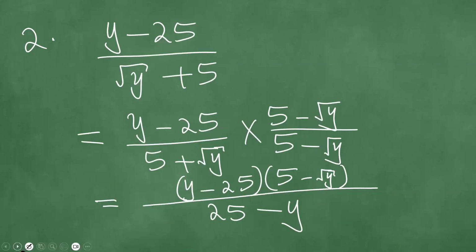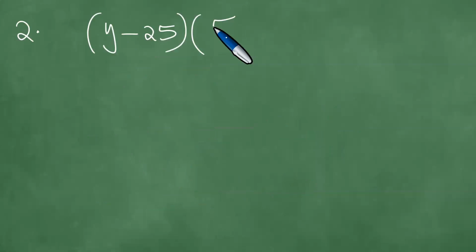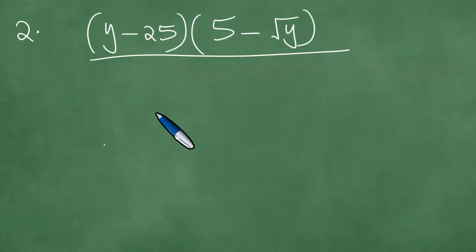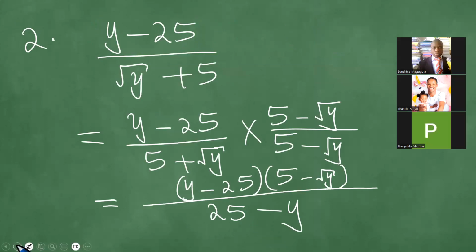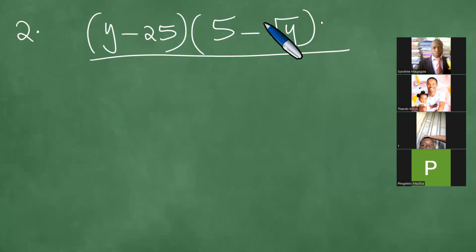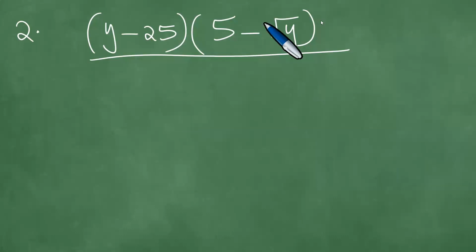Right, and then you have 5 minus square root of y, you divide by 25 minus y. But there's 25 minus y, so what you need to do is to make these ones the same. This is y minus 25 and 25 minus y. So you need to actually attempt to make these two things the same.